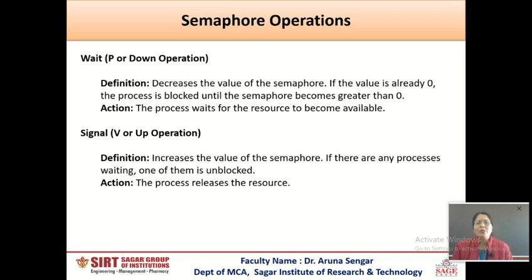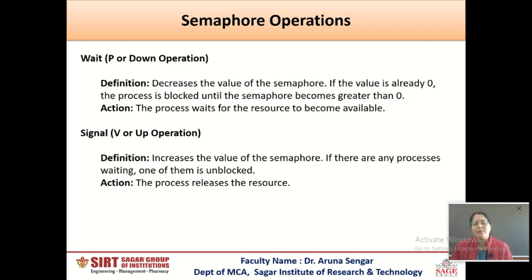Signal operation increases the value of the semaphore, means as soon as one process releases the resource, the semaphore value is increased. Means when a process releases the resource, the value of the semaphore is increased by 1. So this operation is also known as signal. Signal is the signal for the processes that resources are available.